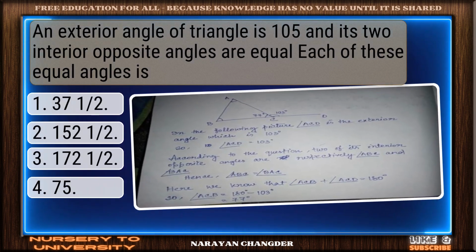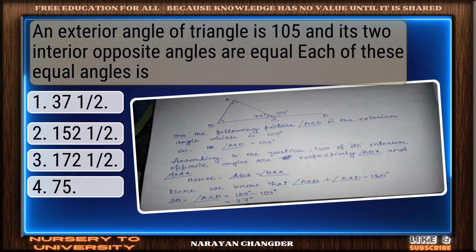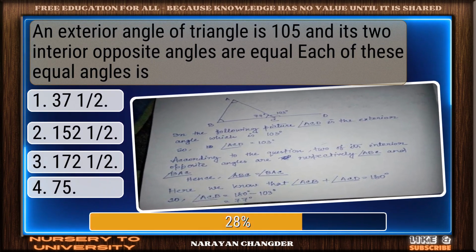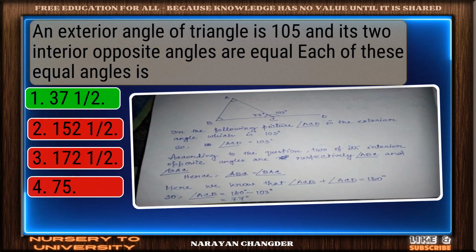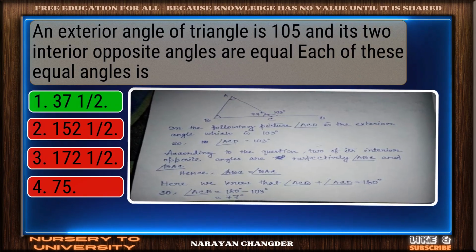Question number 30. An exterior angle of a triangle is 105 and its two interior opposite angles are equal. Each of these equal angles is... Nice selection. 37 is the correct and valid answer.